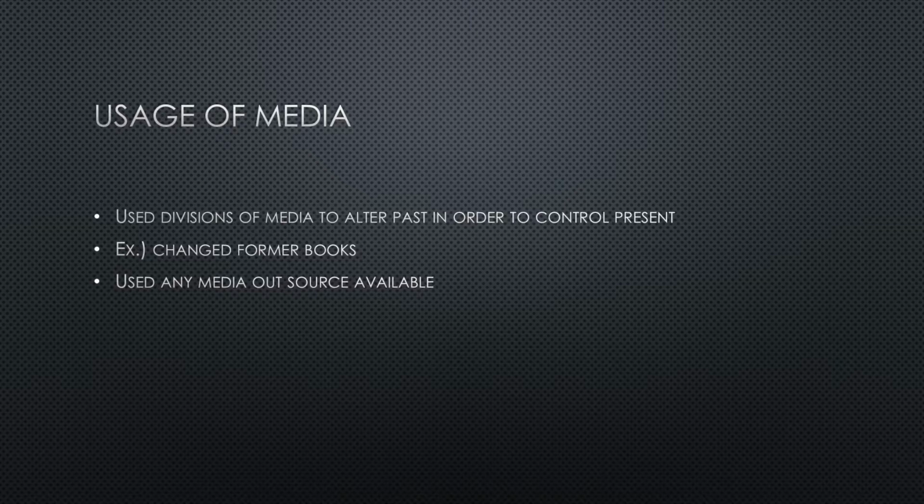Both Nazi Germany and the society in 1984 used divisions of media to alter the past in order to control the present. In 1984, Winston is responsible for altering old books, newspapers, and documents available to the public in order to preach Big Brother ideologies and make sure Big Brother is always correct.